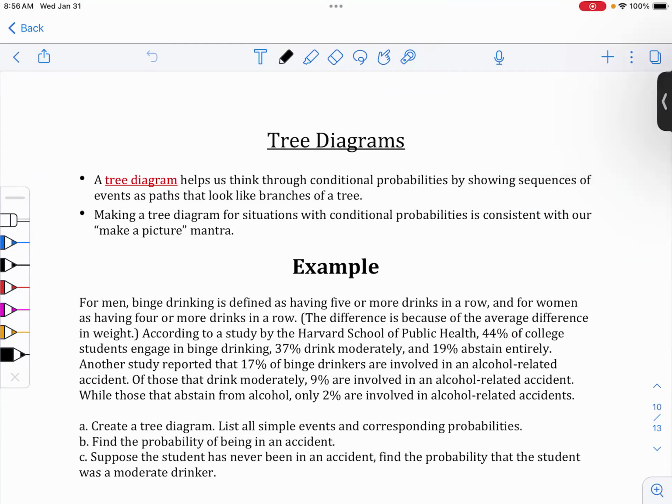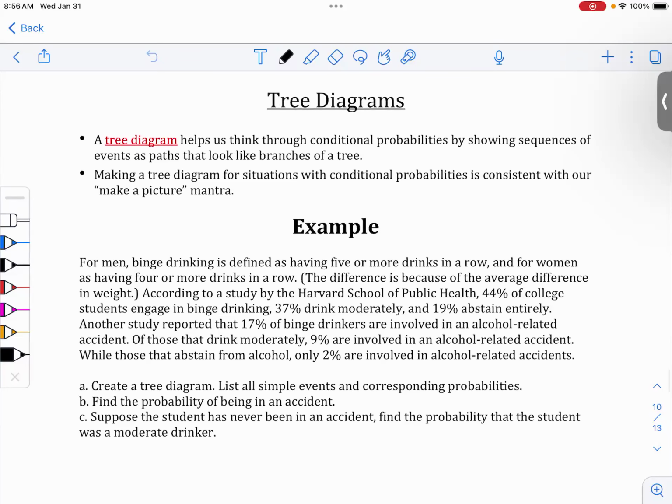All right, welcome to probability lecture 2, tree diagrams. Tree diagrams are a very helpful way of looking at conditional probabilities. With conditional probabilities, we really need to make a tree diagram, because a Venn diagram is about ands and ors, and a tree diagram is about one condition leading to another condition, or an unconditional leading to a conditional.